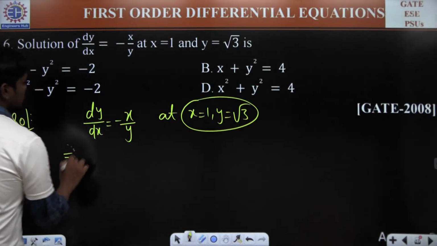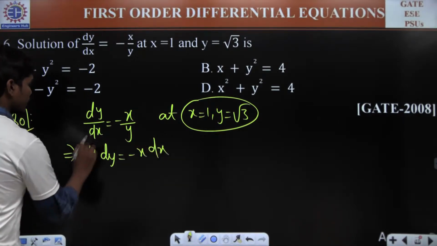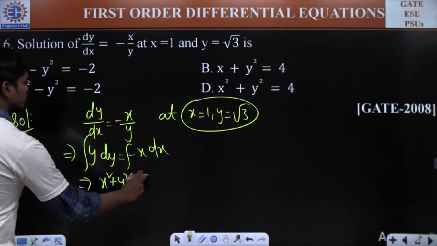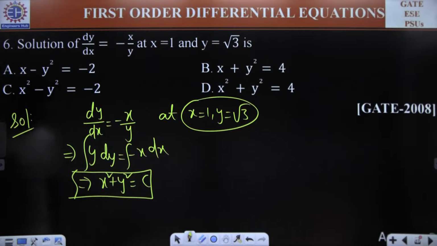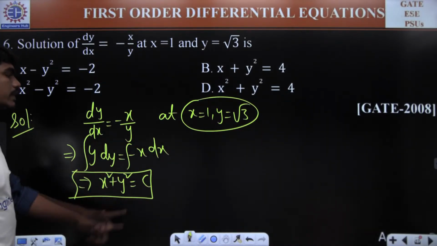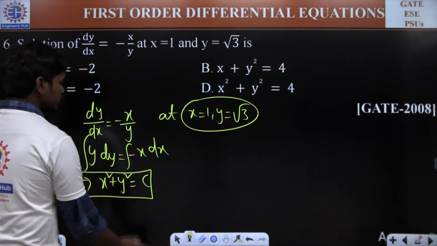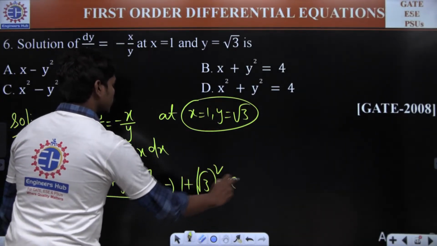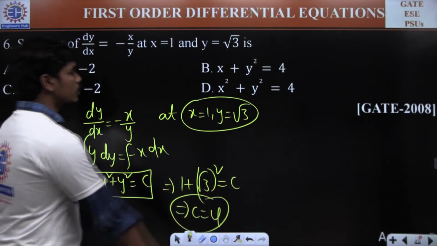Look, this implies y dy is equal to minus x dx. Correct? So if you integrate this, this is x square plus y square is equal to some arbitrary constant. Of course, you can write x square plus y square by 2 is equal to constant, which also means x square plus y square is equal to constant. Let us try to put this. So if you put x is equal to 1 and y is equal to root 3 here, 1 plus root 3 whole square is equal to c. So c is equal to 4, which means the equation is x square plus y square is equal to 4.